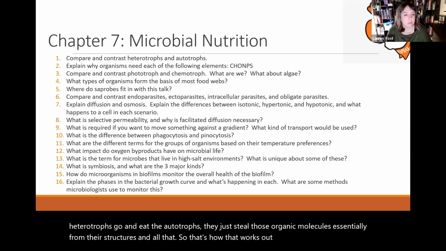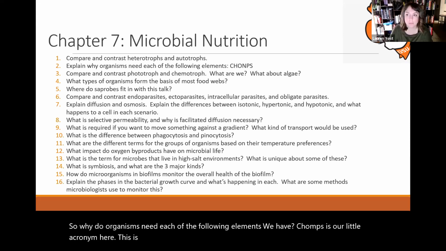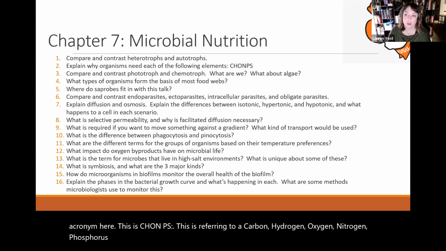So why do organisms need each of the following elements? We have CHONPS, which is our little acronym here. This is referring to carbon, hydrogen, oxygen, nitrogen, phosphorus, and sulfur.